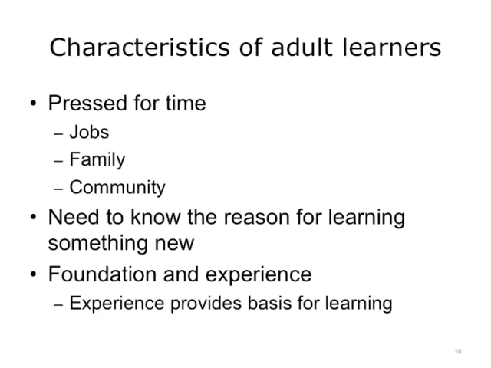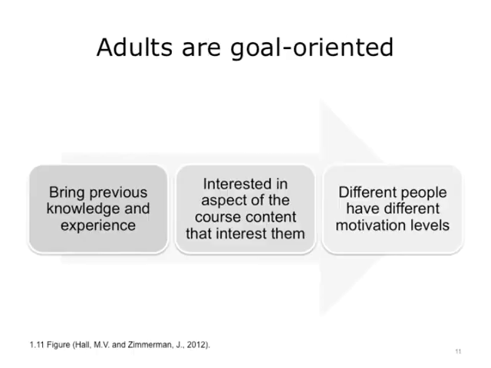Remember, we also discussed that adults are pressed for time. They have jobs, families, communities that are competing for their time as a learner. Adults are goal-oriented. They bring their previous knowledge and experience to the classroom. They may be interested in aspects of the course or content that is directly relevant to them. And finally, different people also have different motivation levels when they come to the classroom, and this affects their goals.